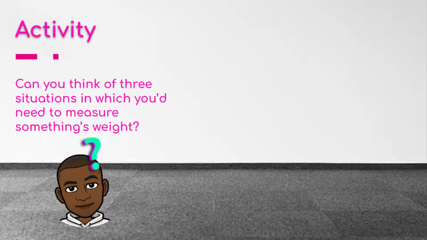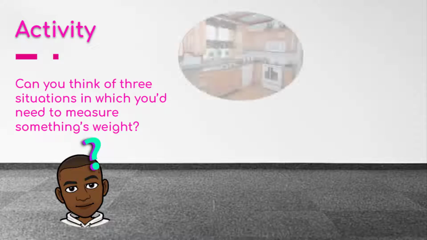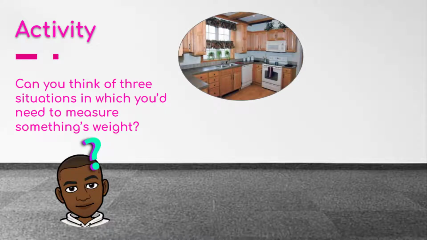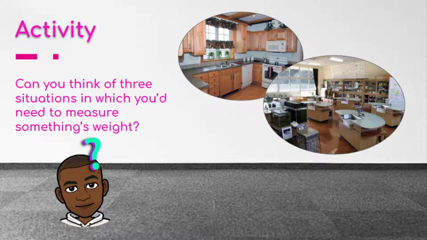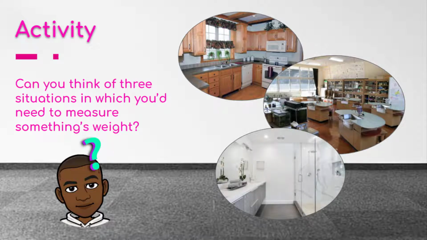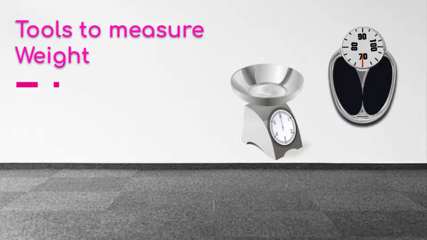Here's a question though. Can you think of 3 places where you would need to weigh something? You may be thinking of weighing cooking ingredients in the kitchen to bake a cake or cook some Sunday dinner. Or you may be thinking about carrying out experiments in science class. You may need to make precise measurements for your experiment. Some might even be thinking about weighing themselves in the bathroom or at the doctor's office. Now, there are a lot of instruments that we can use to weigh, but let us look at 2 for the situations we just mentioned: the kitchen scale and the bathroom scale.